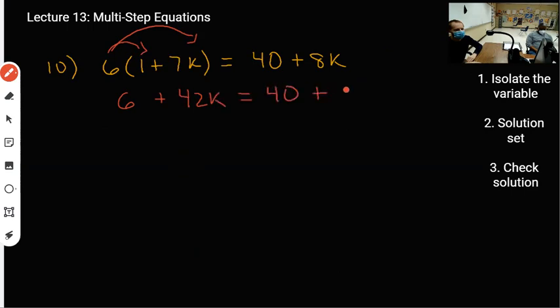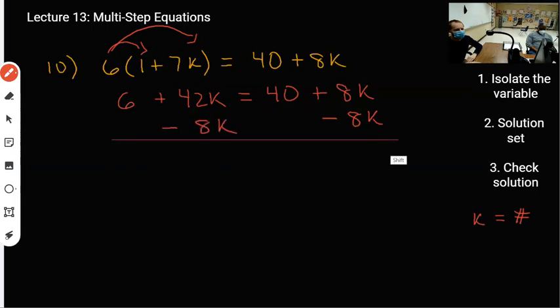On the other side, I'm going to keep everything the same. So now I want to get all the k terms to one side and all the regular numbers to the other side. So to get all the k's on the left side, we need to get rid of the 8k on the right side. And we can do that by subtracting 8k from both sides. So that way these cancel, the 40 comes down, and on the left side, the 6 is going to come down, and then 42k minus 8k is going to give me 34k.